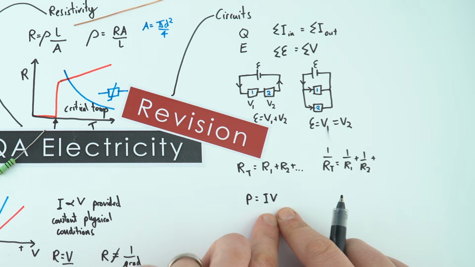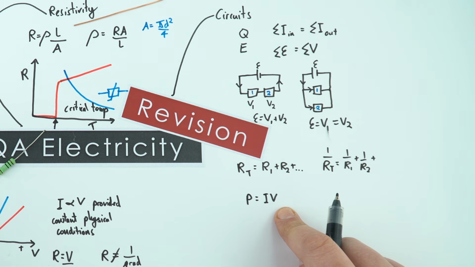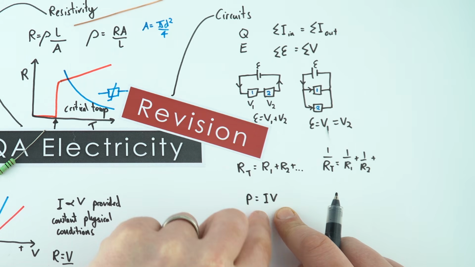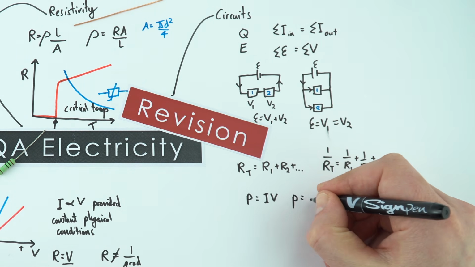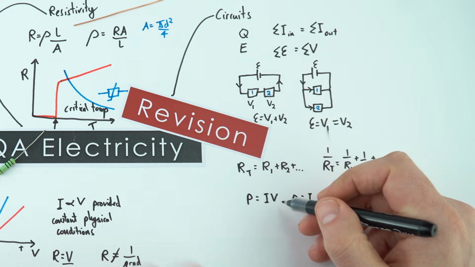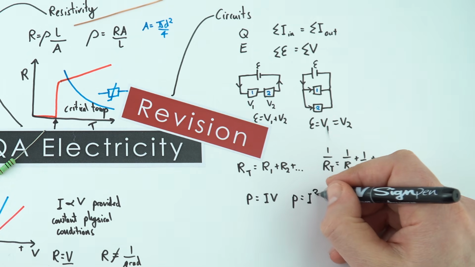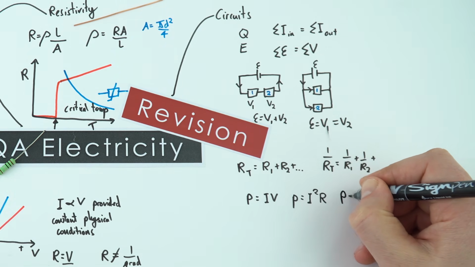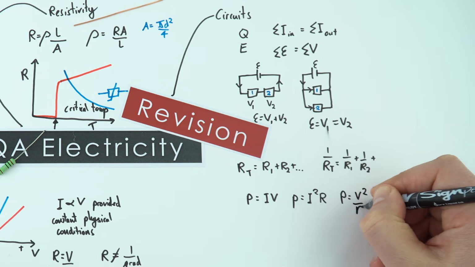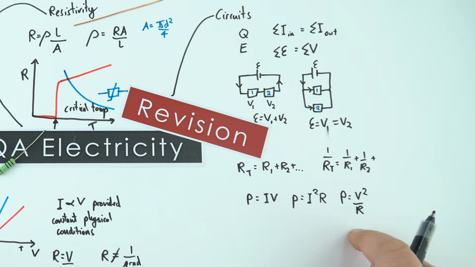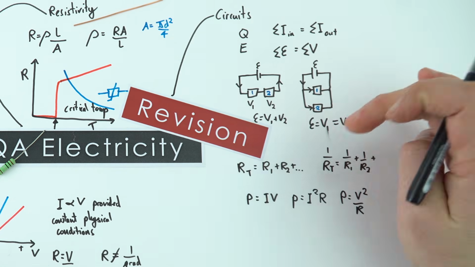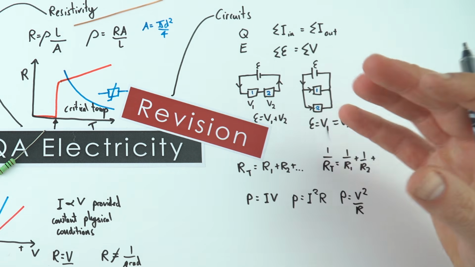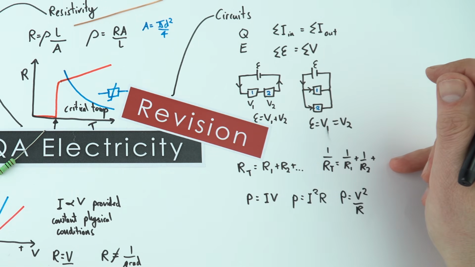We can also see that V is equal to I times R, so we can replace the V term with I and R to say that the power is also equal to I times IR, and therefore that's equal to I squared R. And the final one is that P is equal to V squared over R. Now you can use any one of these, you'll get the same answer. It just depends which raw data you've been given in that question.